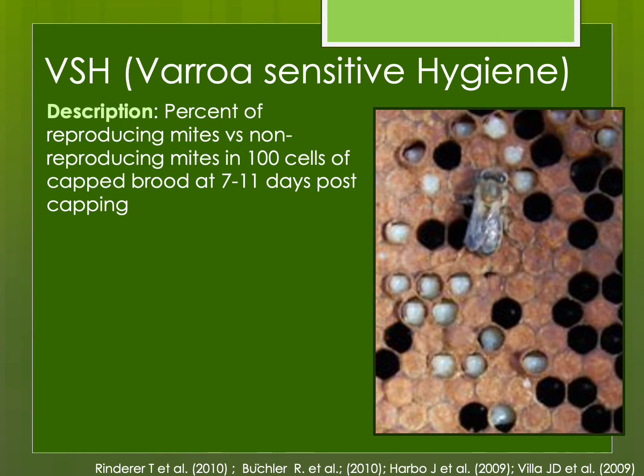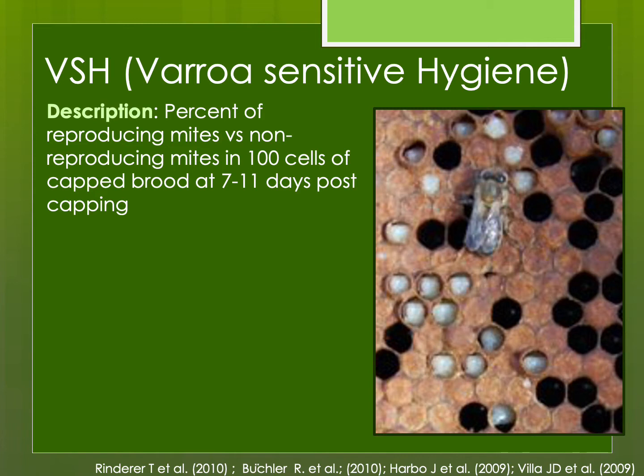And then there's something that we call VSH, Varroa Specific Hygiene. Previously, this was called suppressed mite reproduction. The way that this is assessed is looking at the percent of reproducing mites versus non-reproducing mites in 100 cells of capped brood at around 7 to 11 days post-capping. This is when the pupae have purple eyes.